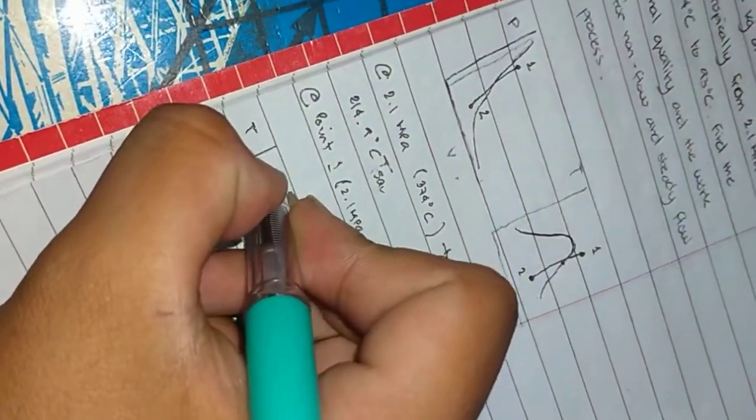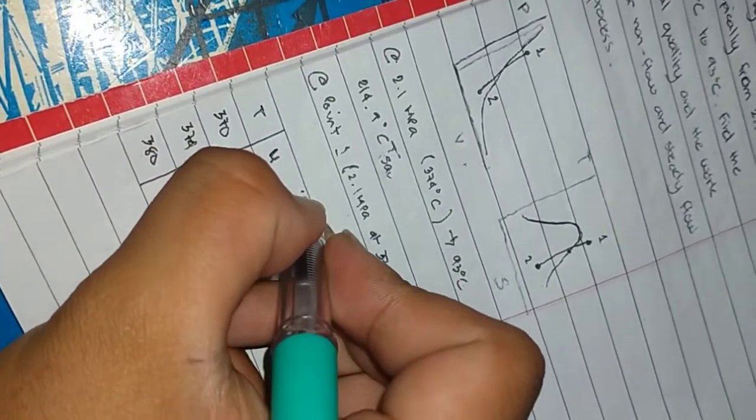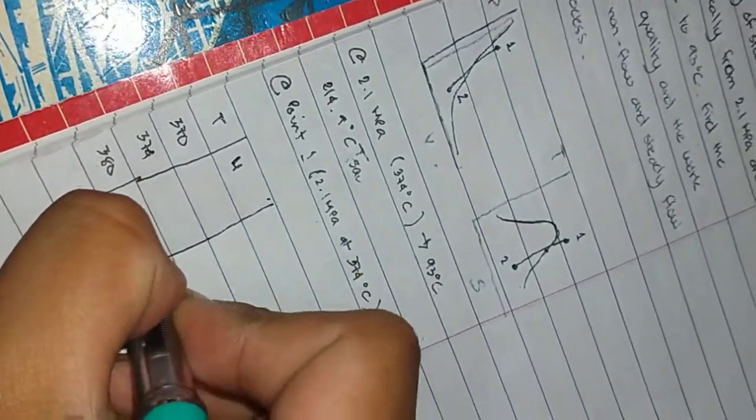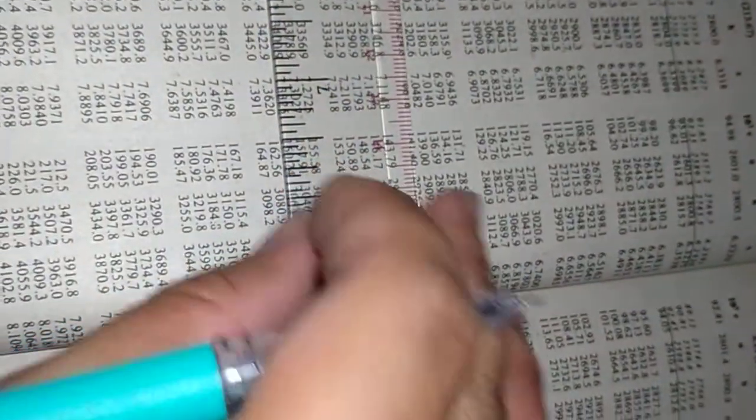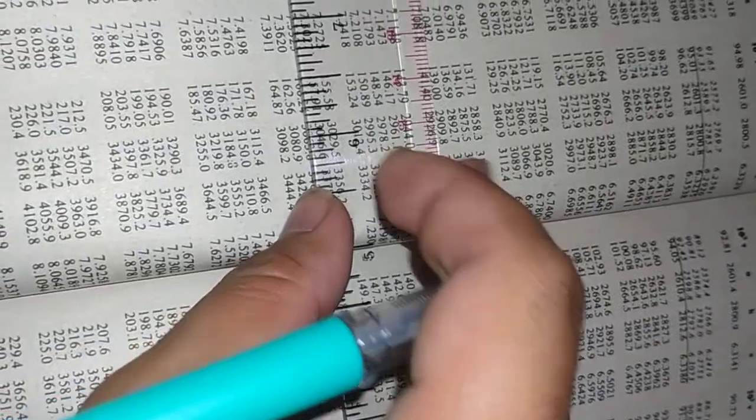Your internal energy. So you need the internal energy. What is the internal energy? So at 370, let's double check. The internal energy is 2875 or 2892.